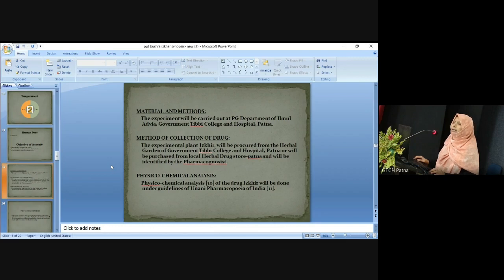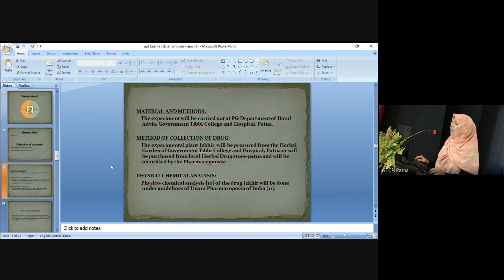And also, we'll validate the sayings of our Unani physicians, what Jalinos and other books have mentioned, that it claims to have nephroprotective activity. All those things we'll validate in this study. Materials and method: the experiment will be carried out in the PG department of Ilmul Advia, that is GTCH Patna.